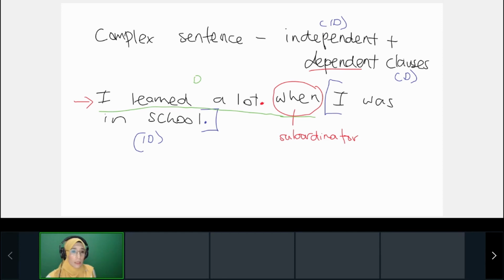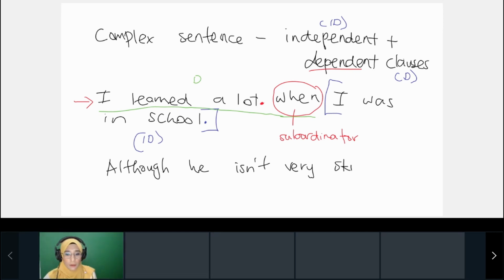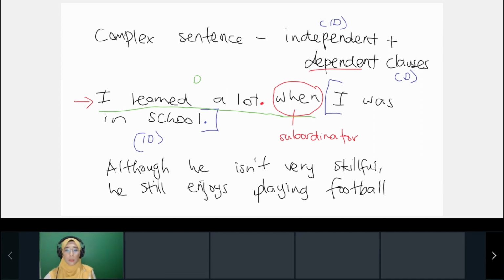All right. There's also another sentence. Let me just write it here. Although he isn't very skillful, he still enjoys playing football. Right? So he still enjoys playing football.